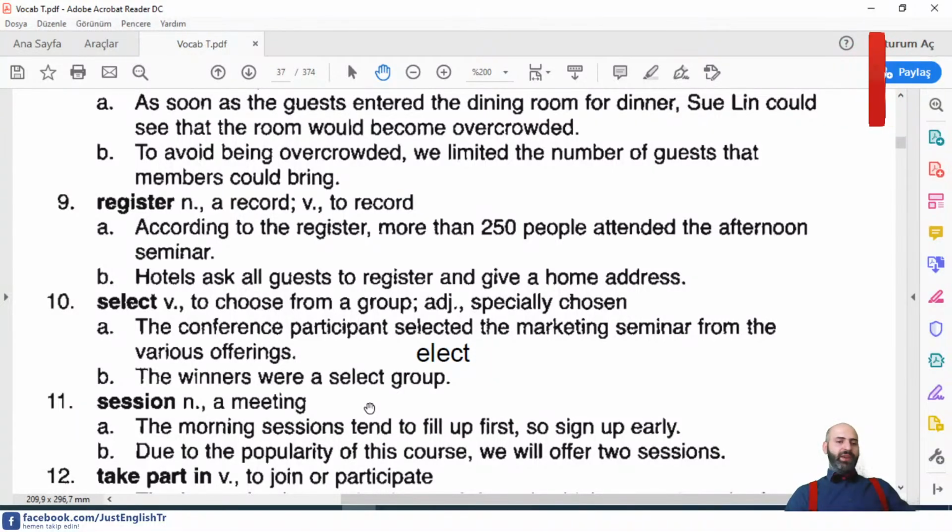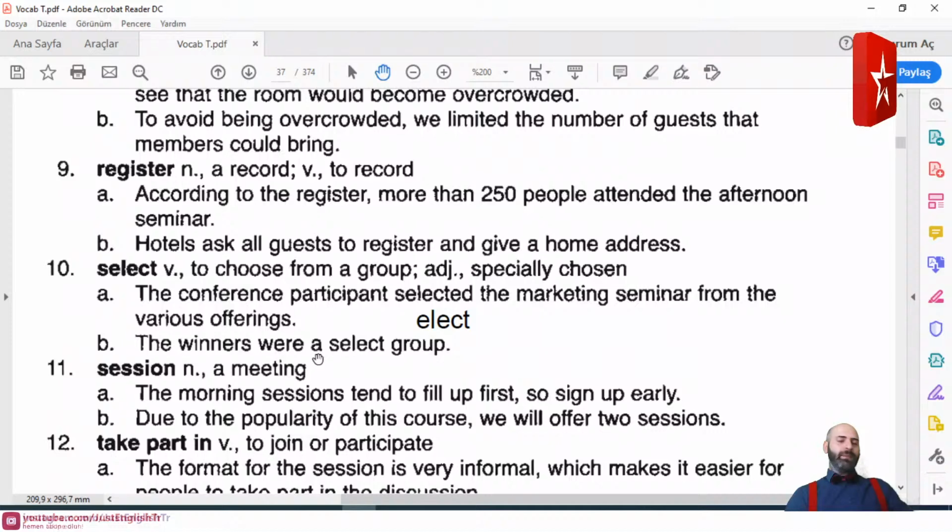Number 11, we have got session. Session, it is the same as a meeting or seminar, maybe we can also say. For example, sentence A says the morning sessions tend to fill up first, so sign up early. And sentence B says, due to the popularity of this course, we will offer 2 sessions. So we will offer 2 different seminars. You understand, I guess. We don't need to focus on this one.